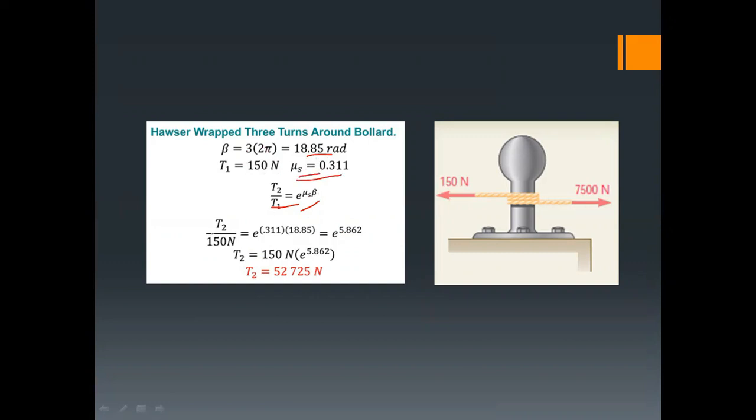And then, our coefficient of friction. So, T2 over 150 newtons equals to E raised to 0.311 times your 18.85. So, we'll get the 150 Newton times E raised to 5.862 and we'll get our tension na 52,725 Newton. So, yan yung force sa tension 2 natin dito sa kabila. Okay?